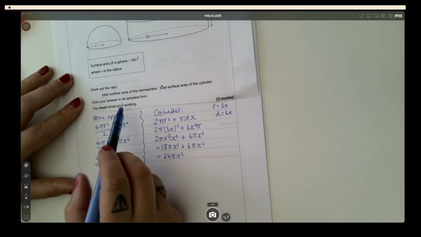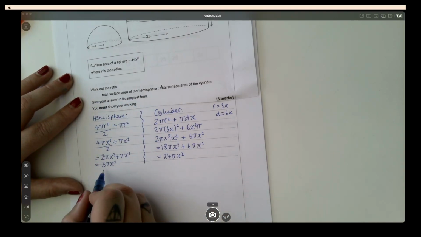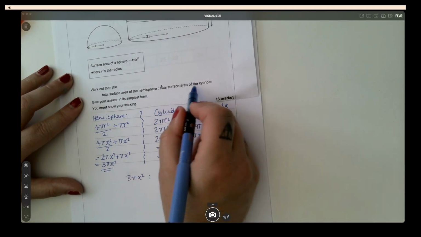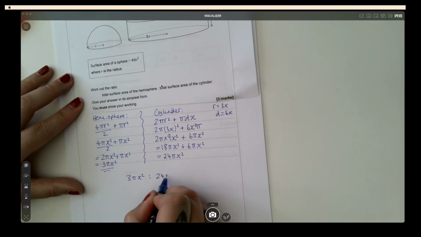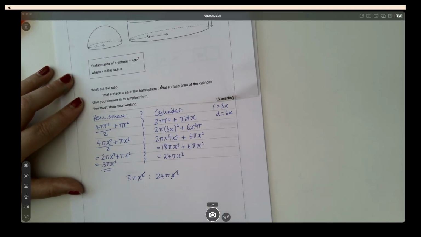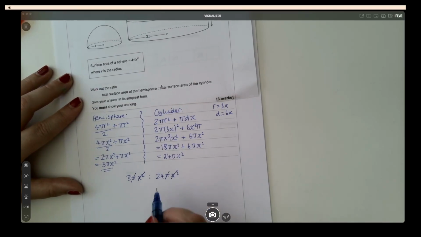So let's write this as a ratio. The total surface area of the hemisphere, 3 pi x squared, to the surface area of the cylinder, 24 pi x squared. We can divide both sides by x squared. We can divide both sides by pi. So we're left with 3 to 24, and they're both multiples of 3. So if we divide by 3, we get 1 to 8, and that's what goes on your answer line.